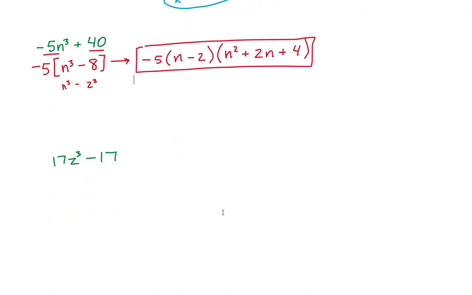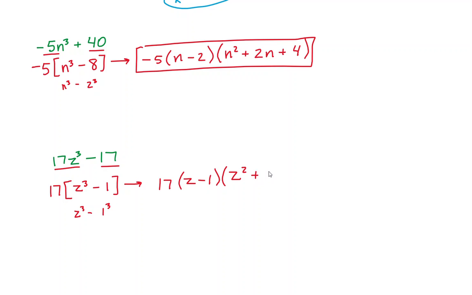And then we'll go to the last problem here. Once again, there's a common factor, 17. If I take that out, I'm left with z cubed minus, 17 divided by 17 is 1. And so this is where we recognize that 1 is not only a perfect square, but it's also a perfect cube. So we have a difference of cubes again. So we can write 17 times z minus 1 times z squared plus 1 times z, which is z, plus 1 times 1, which is 1.